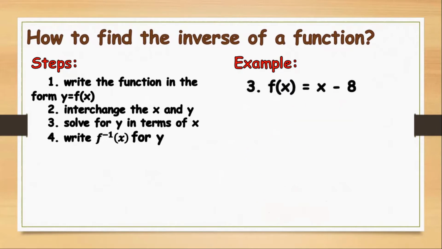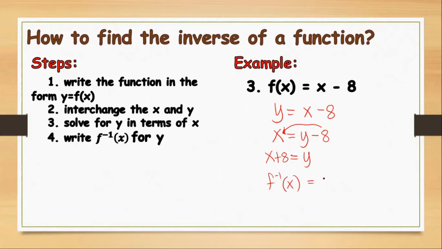Let's continue with example number 3. Again, we have to write this function into y equals x minus 8. Then interchange your x and y. So this will become x equals y minus 8. And so you have to transfer 8 on the left side because we have to make this equation to solve the value in terms of y. So y equals x plus 8. And so f inverse of x is equal to x plus 8.